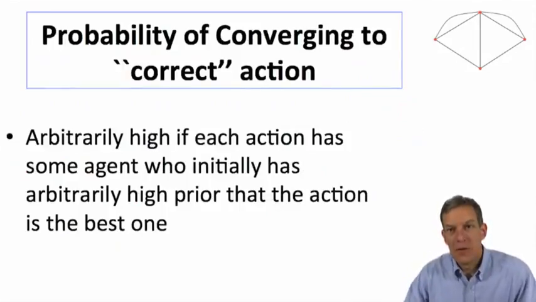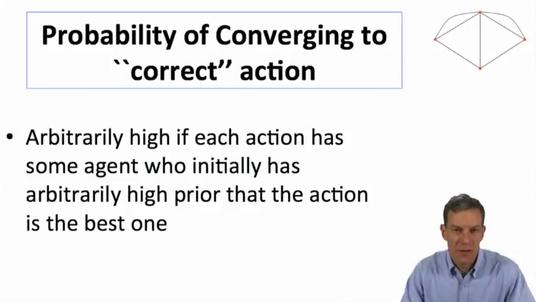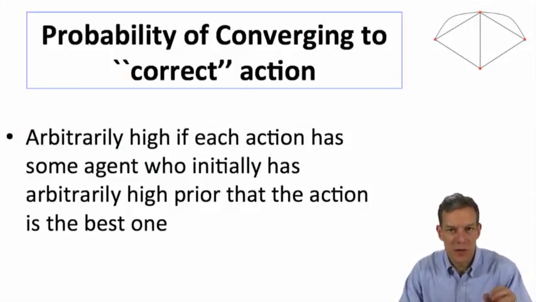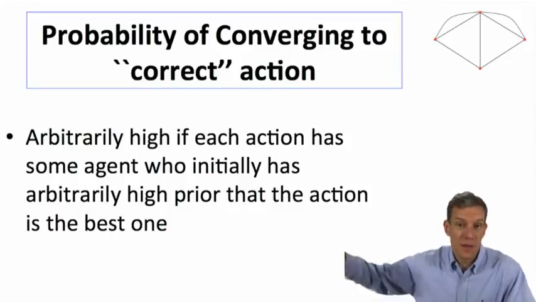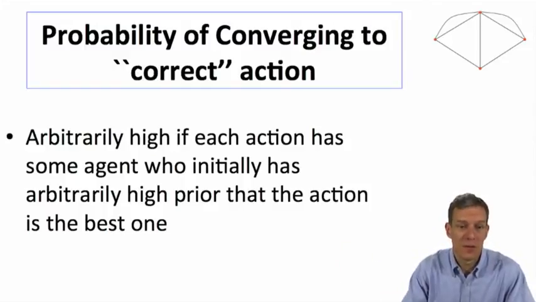Okay. You could enrich this model so that you have different priors for different individuals. You can actually start specifying the priors, so what's different people's prior beliefs. And then the probability of converging to the correct action, of converging to B, for instance, when it's the right thing to do, can be made arbitrarily high.